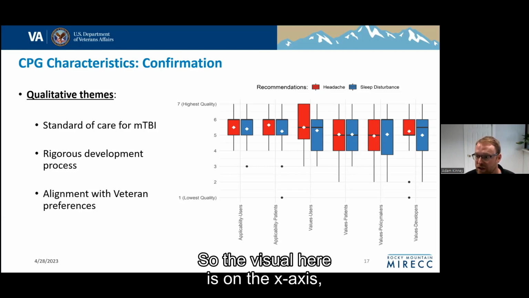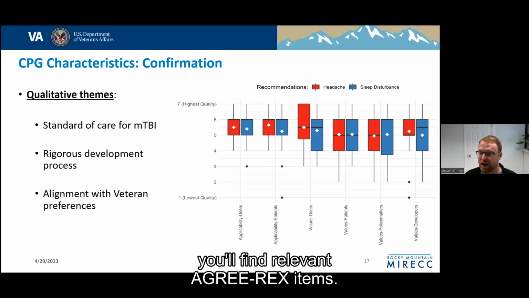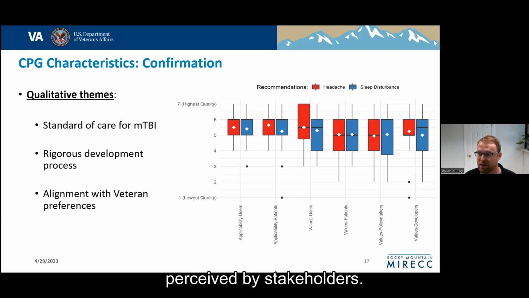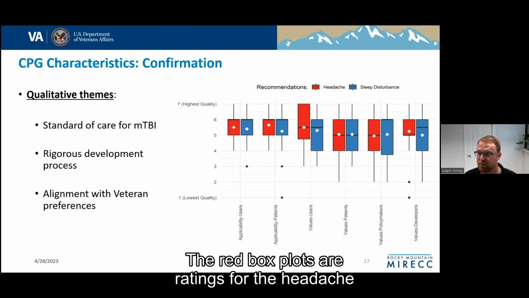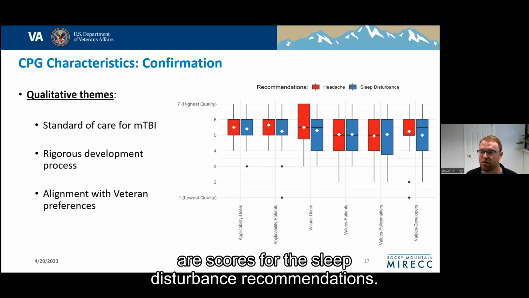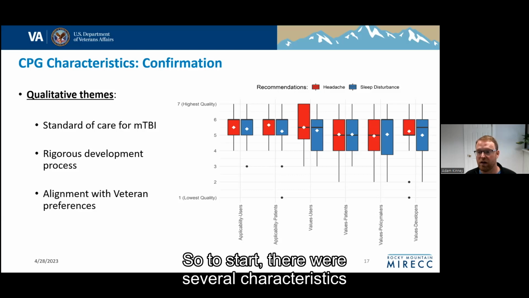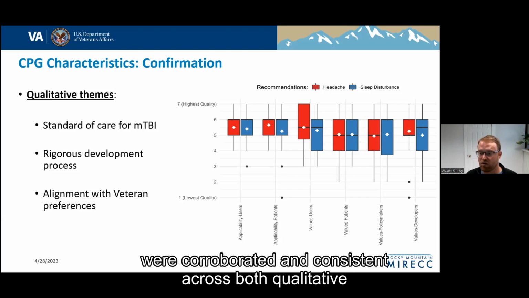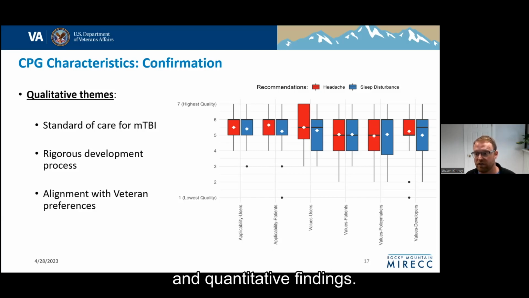So the visual here is, on the x-axis, you'll find relevant AGREE-REC items. On the y-axis is the rating of their quality as perceived by stakeholders. The red box plots are ratings for the headache recommendations, and the blue box plots are scores for the sleep disturbance recommendations. So to start, there were several characteristics of the clinical practice guideline that were corroborated and consistent across both qualitative and quantitative findings.